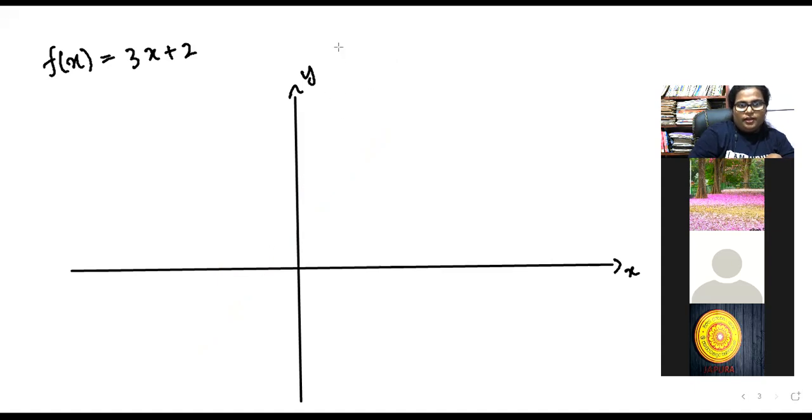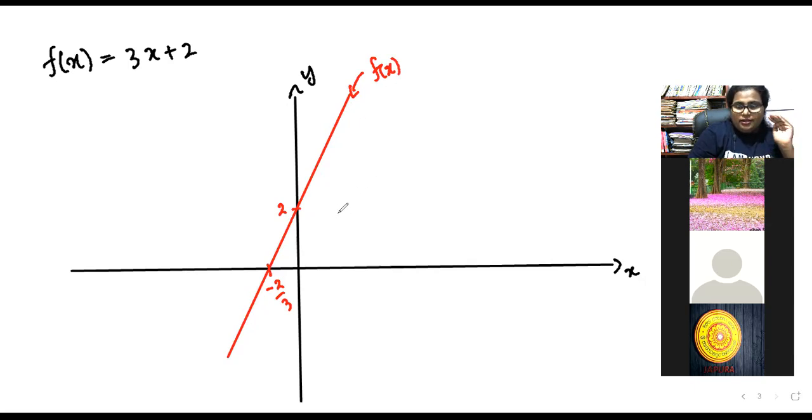So -2/3 should be the point where the graph cuts the x-axis here. So you can draw the graph of this one like this. අපිට මේ වගේ තමයි graph එක අඳින්නේ. Here the graph cuts the x-axis at -2/3, and here the graph cuts the y-axis at 2. Right, so this is the graph of function f(x).